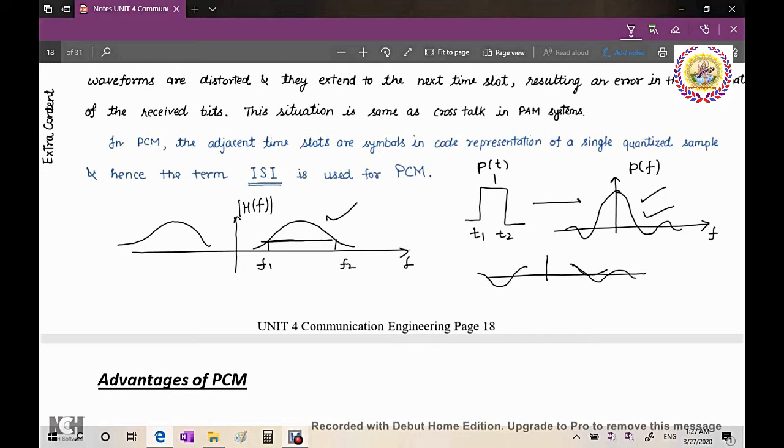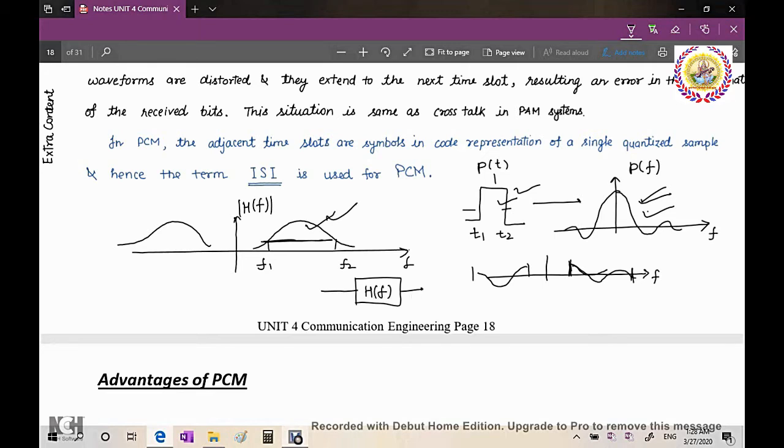Only this part. This is an example. This is not the exact one. I am just trying to say that any pulse that is finite in time duration is infinite in the frequency domain. When this pulse is passing through this band limited channel, the pulse also gets bounded in the frequency domain at the output of the channel. This is a channel having impulse response H(f).